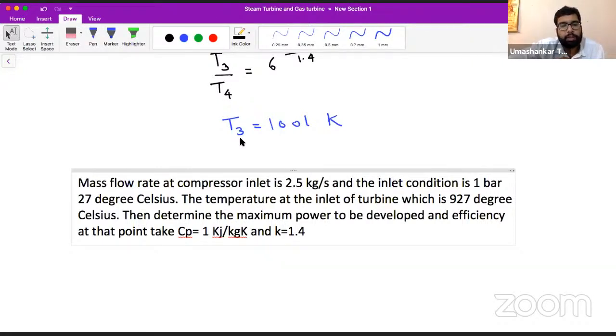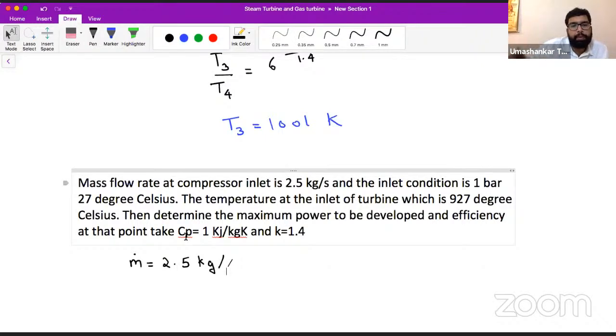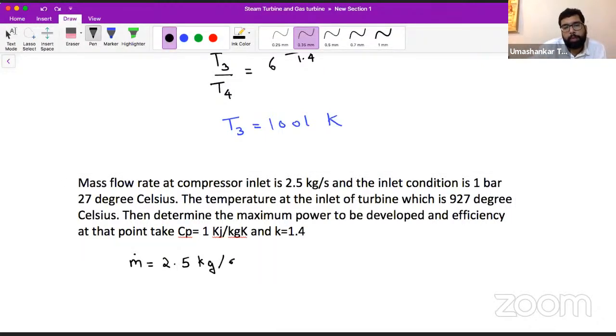So what this question is telling us, sir, mass flow rate at compressor inlet is 2.5 kg per second. So m dot is given to us as 2.5 kg per second. Yes, you are right, Yash. Very nice.